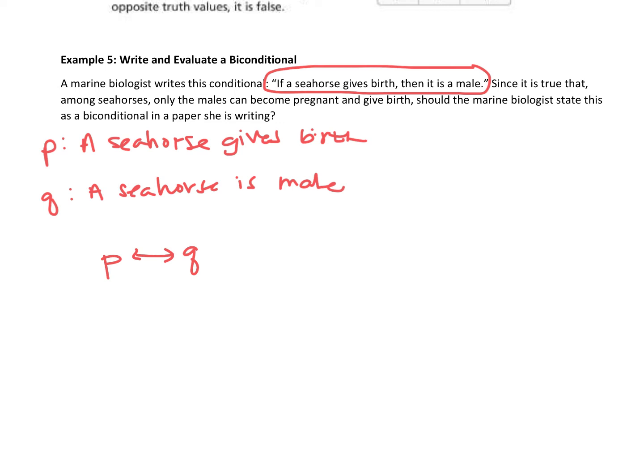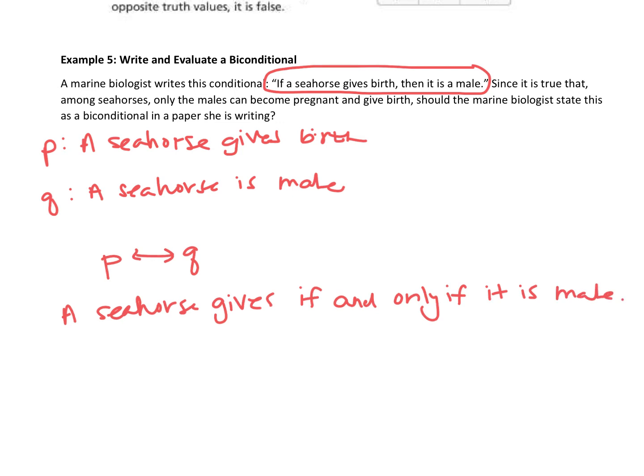So let's write that out in words. The biconditional statement would be: a seahorse gives birth. So there's our P. If and only if it is male. What's the truth value of this statement? Should she include this in her writing, her research paper, or whatever it is she's doing? She's writing a paper.